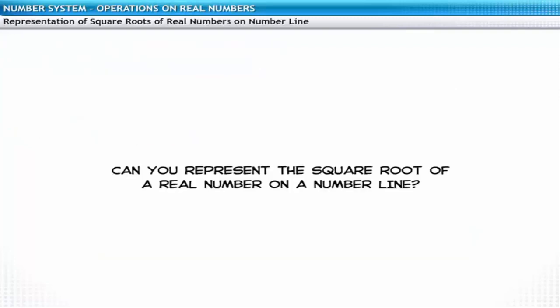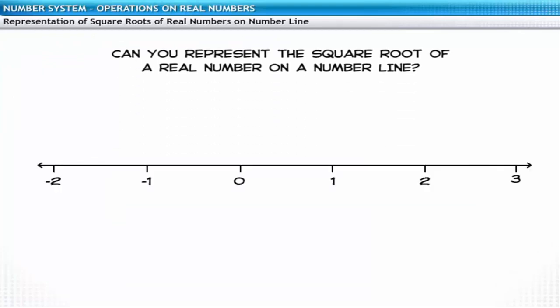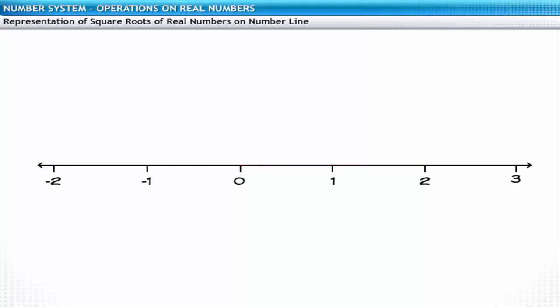Can you represent the square root of a real number on a number line? First, let's consider the square root of 4. We know that the square root of 4 is 2. OA represents the square root of 4 on the number line. Now, can you represent the square root of 2.2 on the number line? To determine its position on the number line, we first find the value of the square root of 2.2.